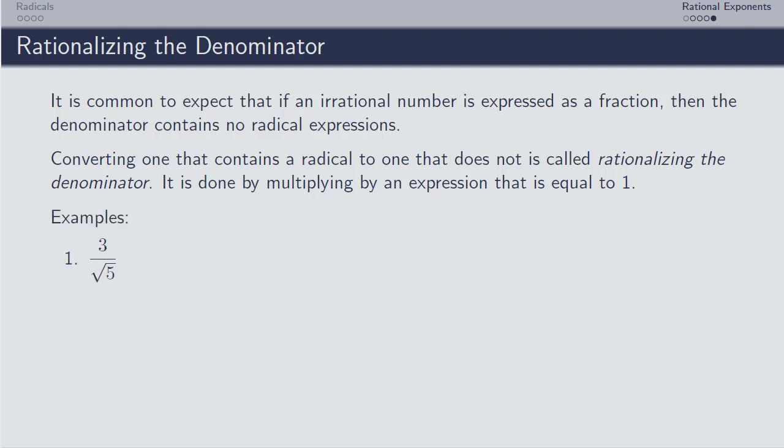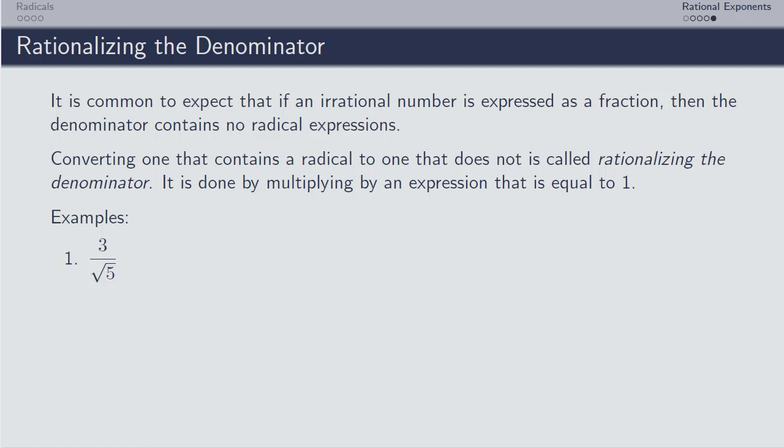Let's do an example here, right? 3 divided by the square root of 5. Square root of 5 is not an integer, right? So we need to figure out some way to get around that. I need to multiply by something that will turn that square root of 5 into an integer, but yet still keep this as the same number.